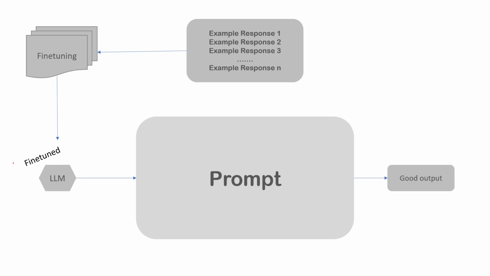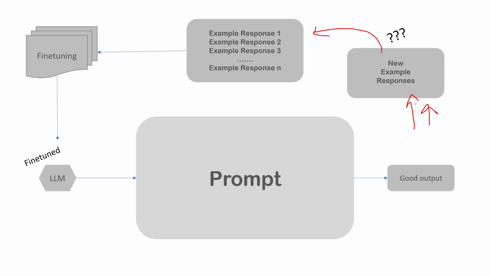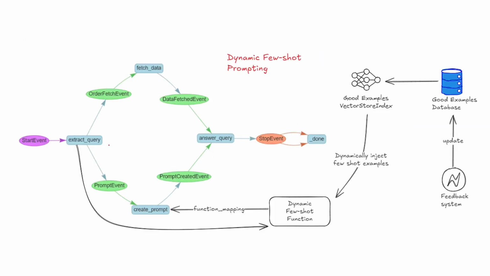But the downside is it's difficult to incorporate new examples right away. For example, you have a feedback system and you're continuously updating your database of good examples, and you want new examples to take effect immediately. Dynamic few-shot prompting is really good for scenarios like this, where we want to rapidly iterate and improve model performance.